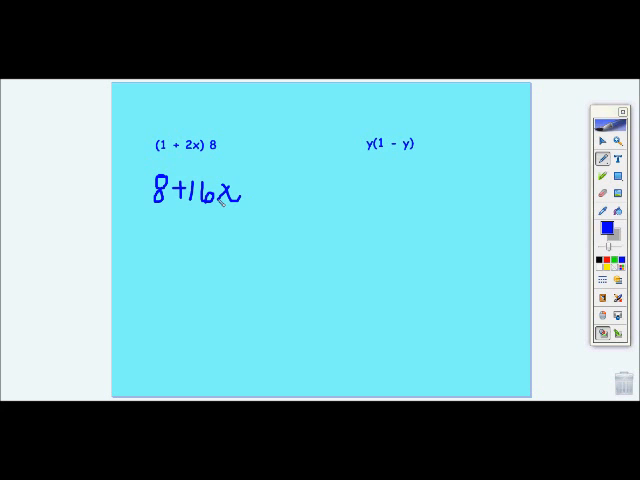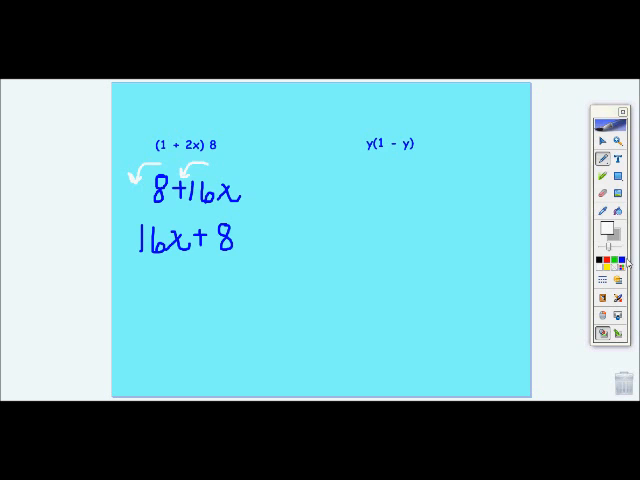Now again, yes, proper form would be that you always put your variable first. But when you're doing that, remember to pay attention to your signs. Your 16x is positive, and your 8, there's no sign there, so that's an implied positive. So make sure that you keep your signs when you change the order.